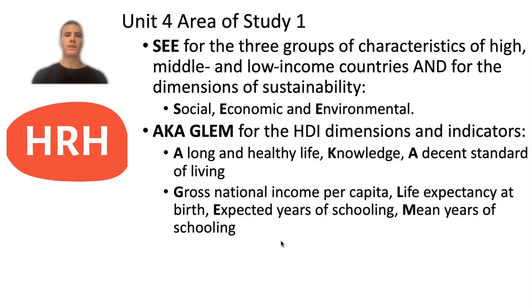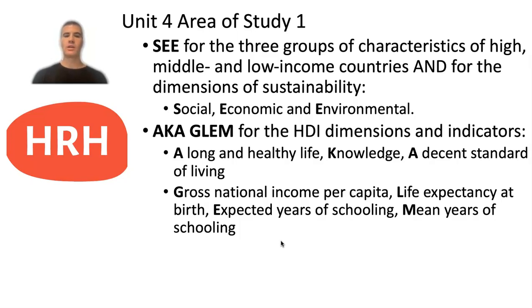So for Unit 4 Area Study 1, the short acronym C can help you for both the characteristics of high, middle, and low income countries, as well as the dimensions of sustainability. You may have noticed that they're both the same in terms of social, economic, and environmental characteristics, as well as social, economic, and environmental dimensions of sustainability. So C can obviously help you remember those. It's the first letter of each of those different terms.